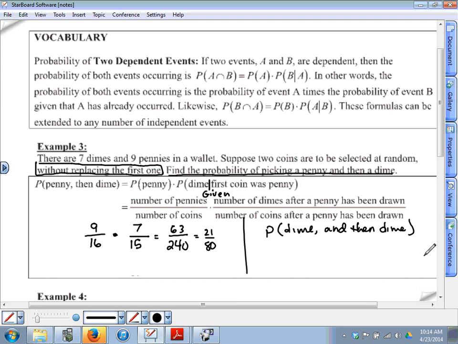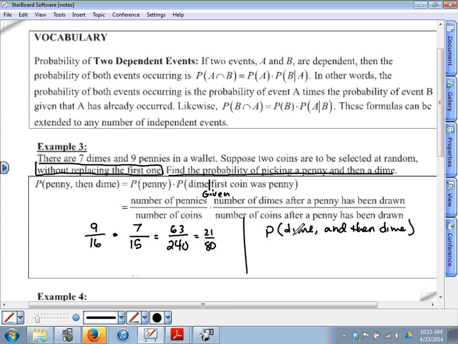So it would be 7 out of 16 and 7 out of 15. No, it's not. 6 out of 15, sorry. Right? Isn't that right? That's right, right? What's the answer? No, that's the answer to this one. That's not the answer to this one.